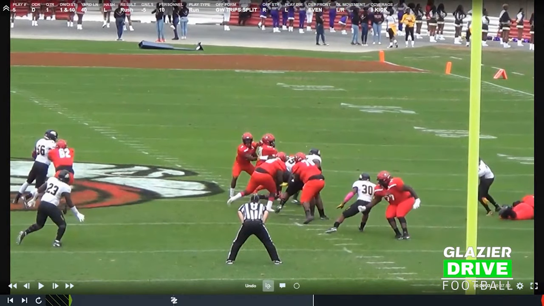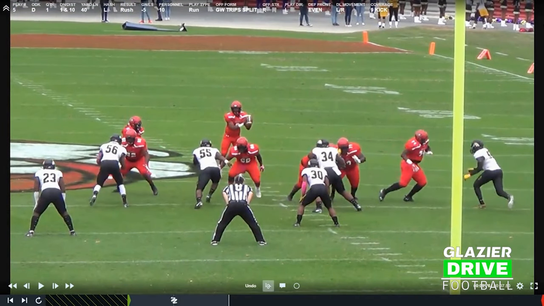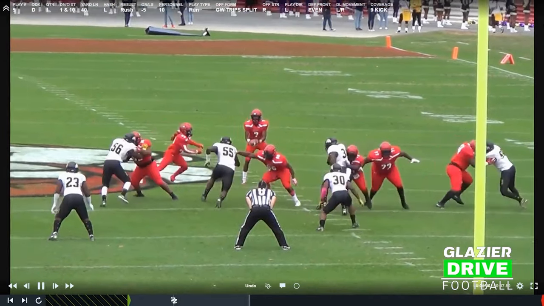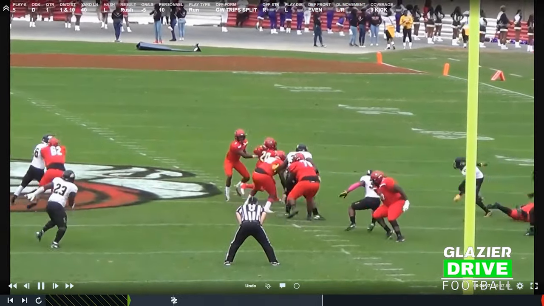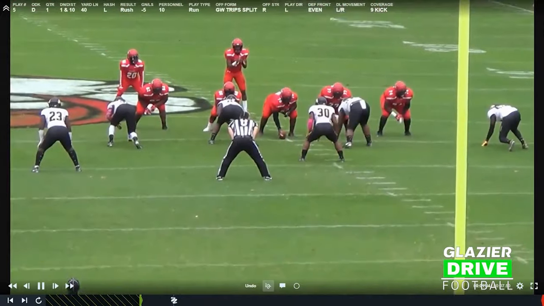All right, so again, those guys do a good job flat stepping. Now getting vertical. All right, they converge on the running back to make the play in the backfield.